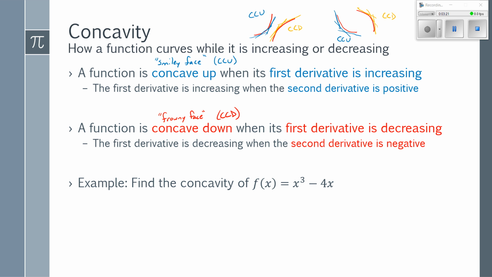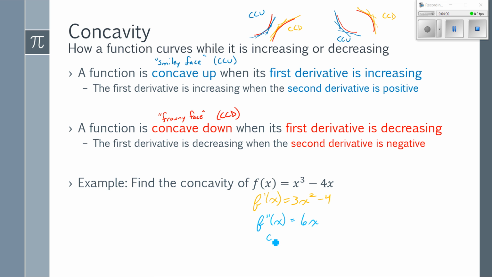So an example of this would be if I have the same function I just did with increasing and decreasing, and said, let's find the concavity. So the first derivative, we already said, is 3x squared minus 4. And we found where that was increasing and decreasing in the last video. But if I want to know its concavity, I then need to know where f prime is increasing and decreasing. So to figure that out, I need its derivative, or f double prime, which would be 6x.